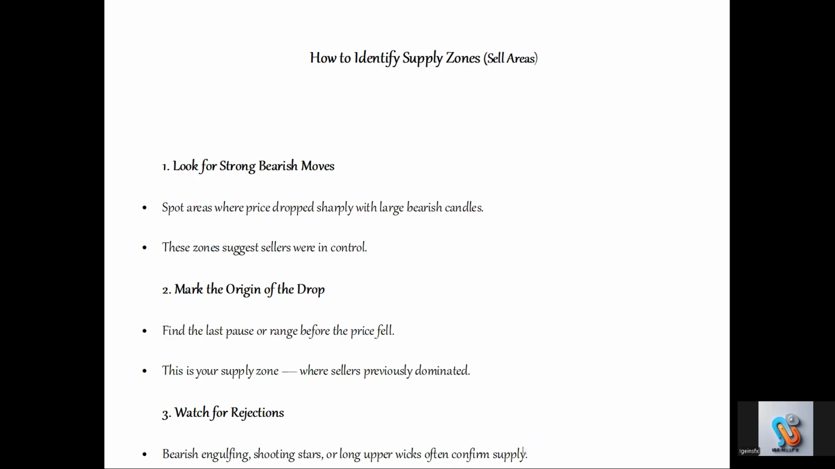How to identify a supply zone, that is the sell area. I don't know how I'm going to explain this so that it will sink. Number one, look for strong bearish moves. All right. Spot areas where price drops sharply with large bearish candles. Once you see that, you just know.